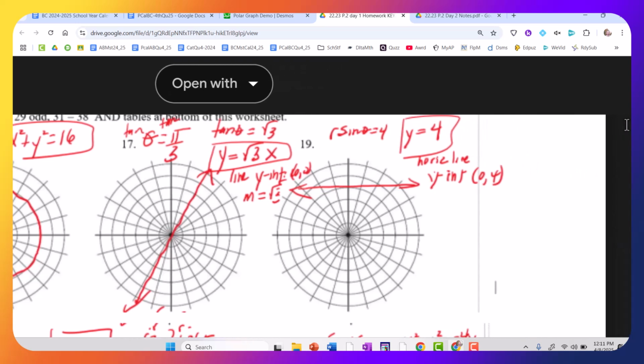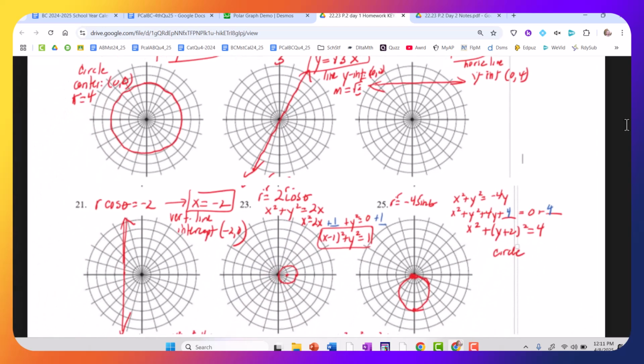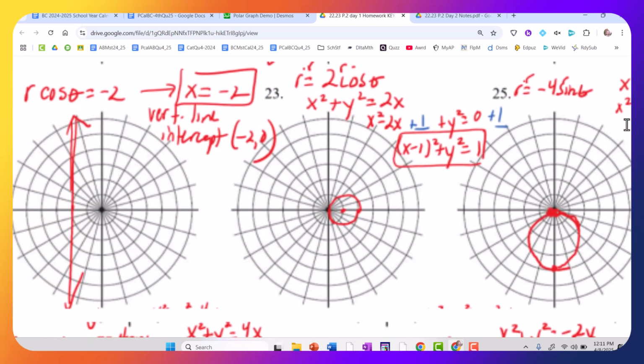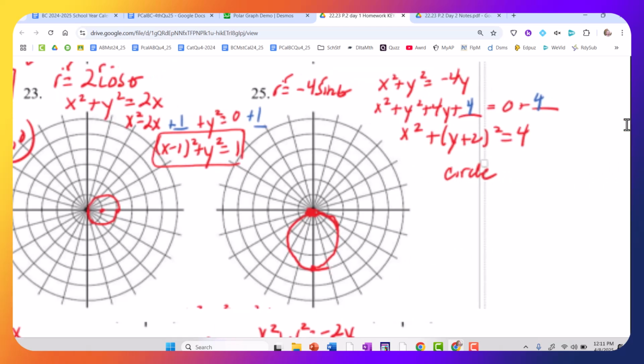All right, so we have this key, another line, another line. What I really want you to understand is this. Look at the circle, 2 cosine theta. Notice the cosine graph is on the right, or it could be on the left if I had negative 2 cosine theta. That would just be over here on the left side. And notice how far that is: 2 away from the pole. Then look at the sine.